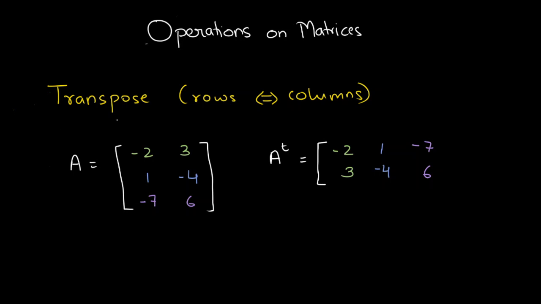So here, if you've noticed, the rows have become columns, and at the same time the columns have become rows: the first column, -2, 1, -7, has become the first row, and the second column, 3, -4, 6, has become the second row, 3, -4, 6. So effectively a 3 by 2 matrix has become a 2 by 3 matrix when you take its transpose. So that's just converting rows to columns and columns to rows.